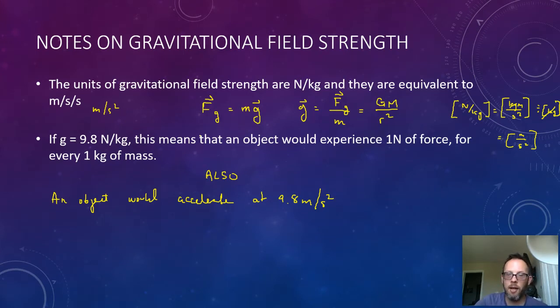So we've been using g as our acceleration due to gravity. More generally, it's called gravitational field strength, and it actually depends on the mass of the body and how far away you are from its center. These two things mean the same thing. 9.8 newtons per kilogram, an object would experience 1 newton of force for every 1 kilogram of mass. But that 9.8 value also means an object would accelerate at 9.8 meters per second squared. Those two statements are kind of equivalent.